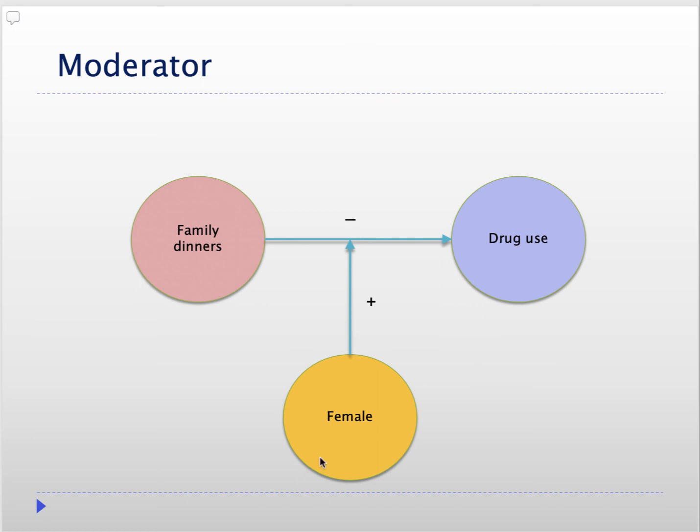So reminding you about the moderator, this way of doing this shows that you see this relationship, more family dinners, less drug use, fewer family dinners, more drug use. The size of that relationship is moderated by, influenced by, the gender of the teen. The magnitude of that relationship is bigger for a female teen and smaller for a not female teen.